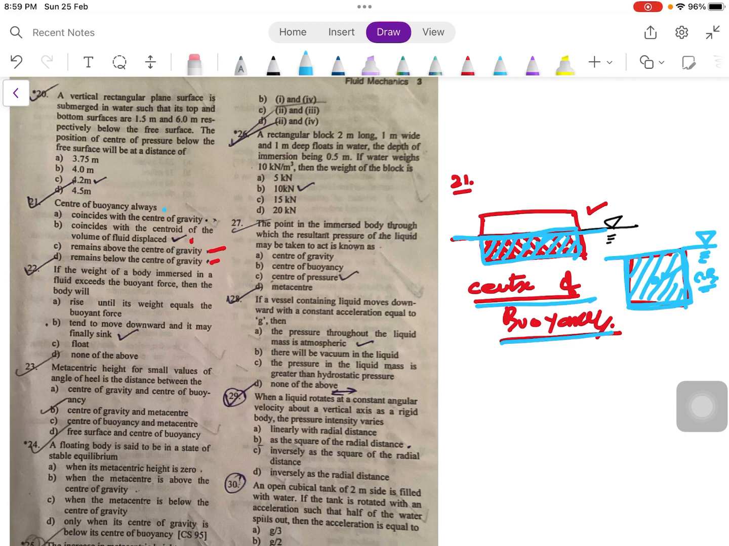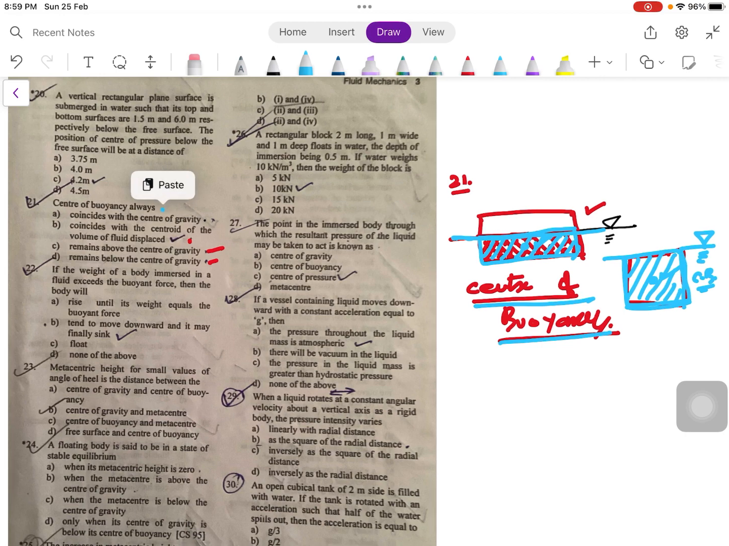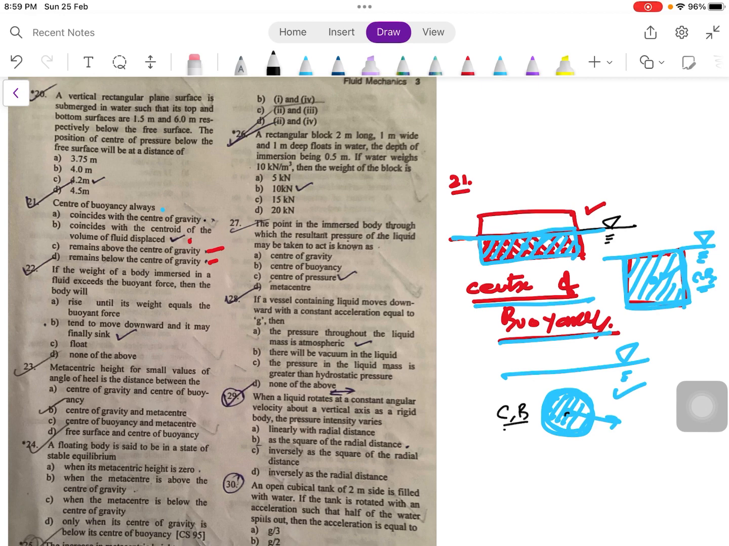The center of buoyancy, option A, coincides with the center of gravity. Yes, in some cases it could coincide with the center of gravity, but not always. Say we have a spherical body and it's submerged. In this case, the volume of the fluid displaced and the center of gravity both lie at the center of the sphere. So in this case, the center of gravity and the center of buoyancy are the same and coinciding. But it's not always the case.